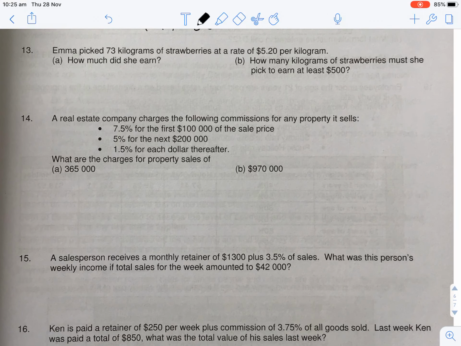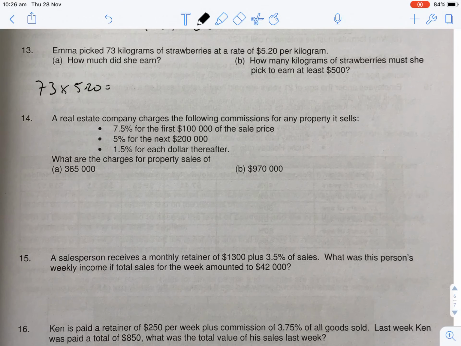Question 13. Emma picked 73 kilograms of strawberries at a rate of $5.20 per kilo. Now, this is an example of what we call piecework, okay? And so she's getting paid in this case per kilo. And so it's as easy as saying, well, she picked 73 kilos and she gets paid $5.20 for each one, and away you go, and that's going to give you her pay.